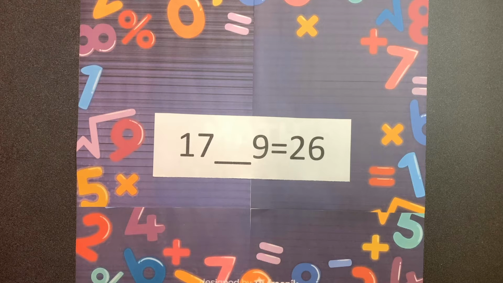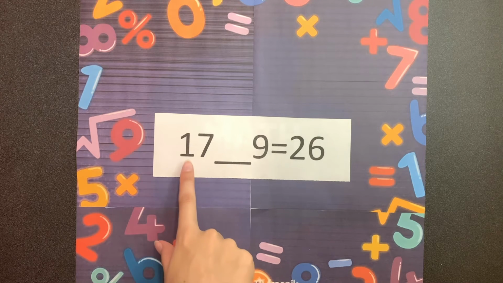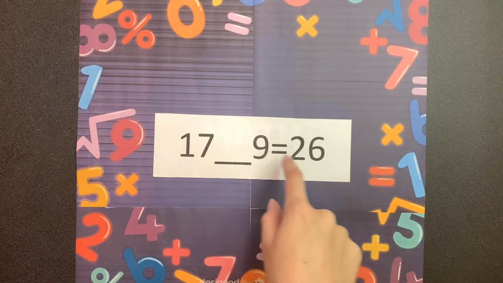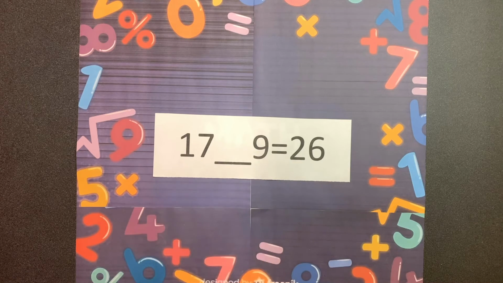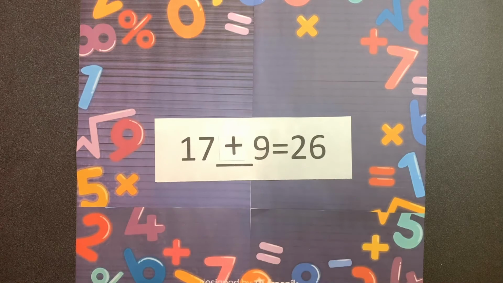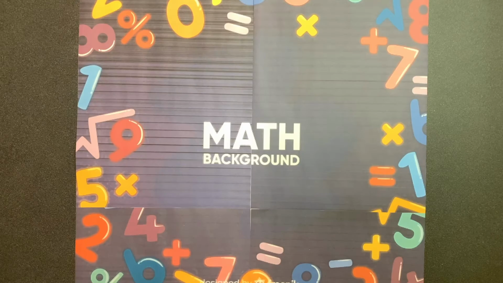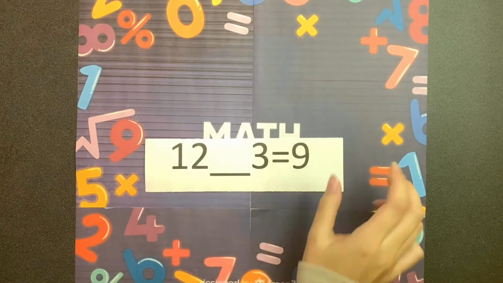But how did you know we were going to be adding? Right. We have 17 and 9, but 26 is bigger than both of them. And 17 plus 9 equals 26. 17 minus 9 doesn't equal 26, right? Great job! Now, here is our next equation, friends.